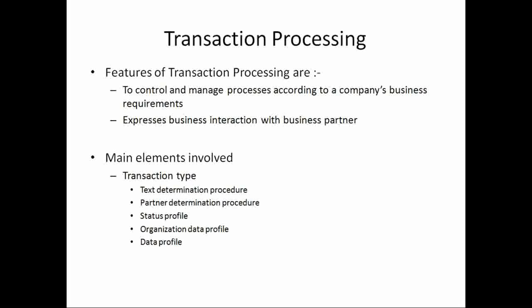So this we can say is the unique identifier for each and every transaction depending upon the business process that they support. And this transaction type will have its own elements to deal with. That is, it will consist of text determination procedure, partner determination procedure, status profile, organization data profile, and date profile. So these sorts of elements will be maintained when we are creating an individual transaction type. And among these, we'll discuss the text determination procedure and status profile in detail.